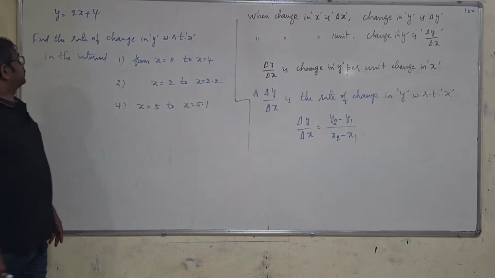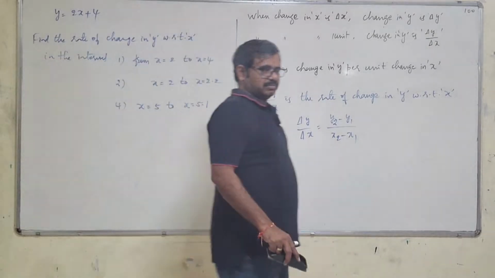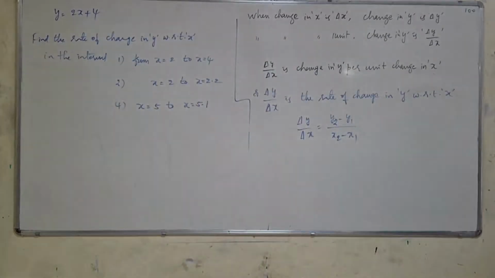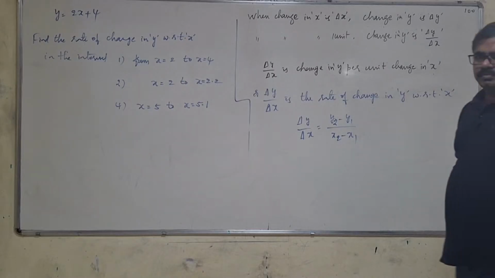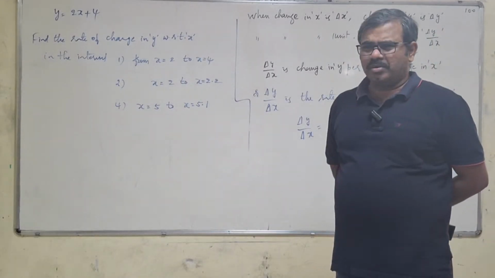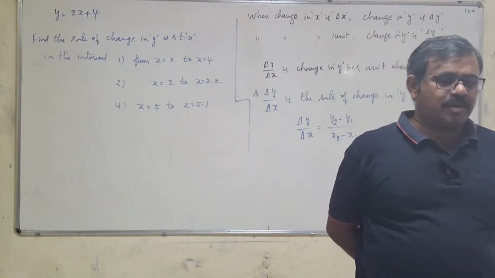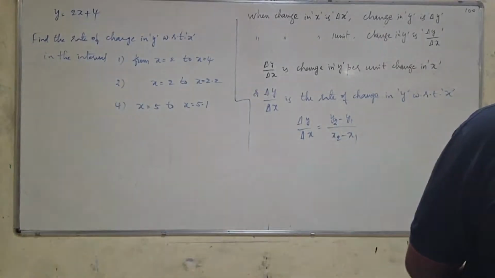Proceed. It's not 3. Check. Four. Correct. Delta y is 4.